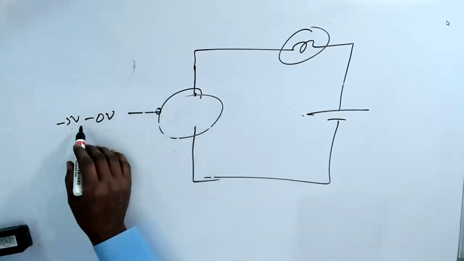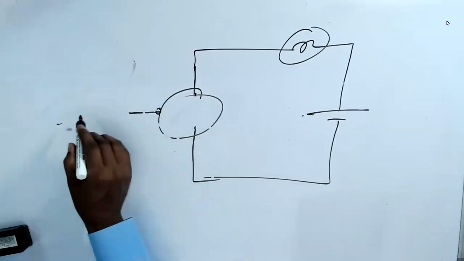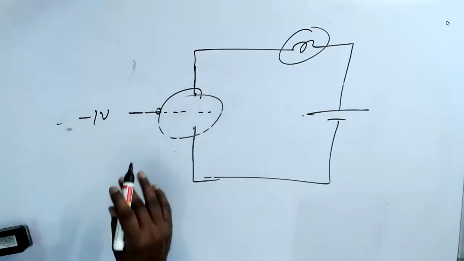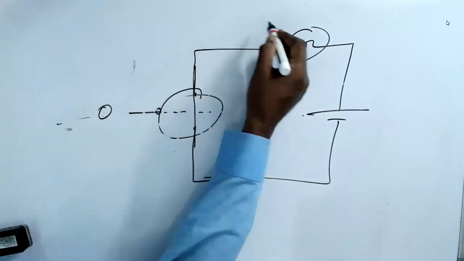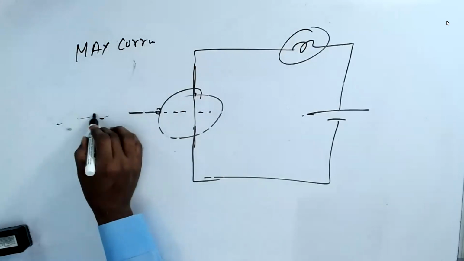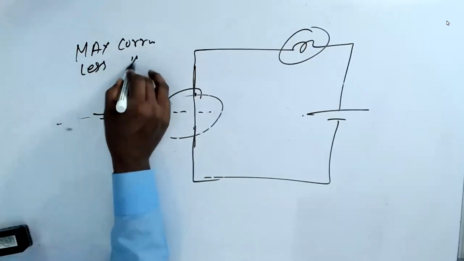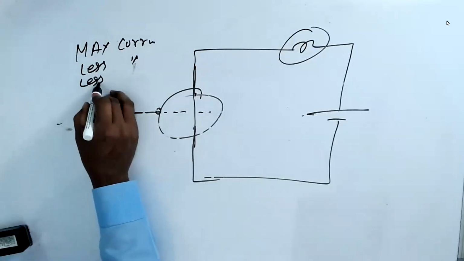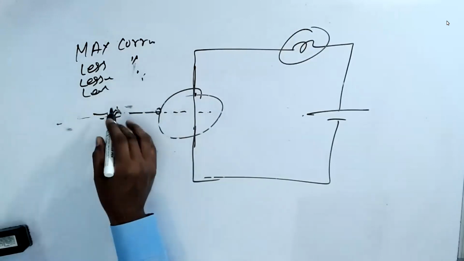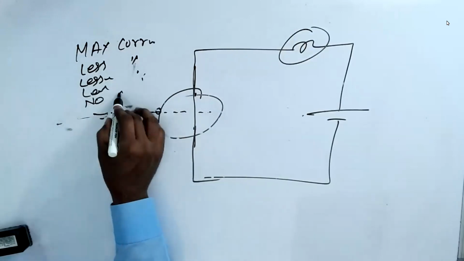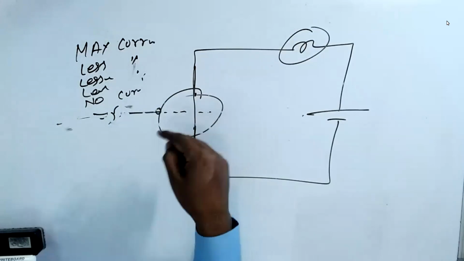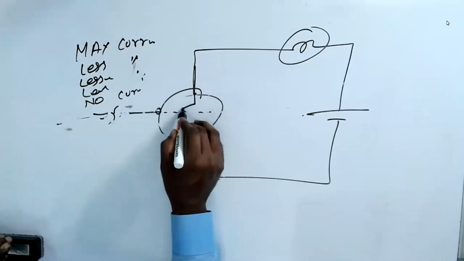When I apply a voltage, 5 or minus 5, if you give minus 1, then some electrons will go and some electrons will be blocked. If you give 0, all electrons will flow. That's the maximum current. If you give minus 1, less current. Minus 2, lesser current. Minus 4, least current. Minus 5, no current. So what is happening? This guy is controlling the current. So indirectly, I can say this is a variable resistor.